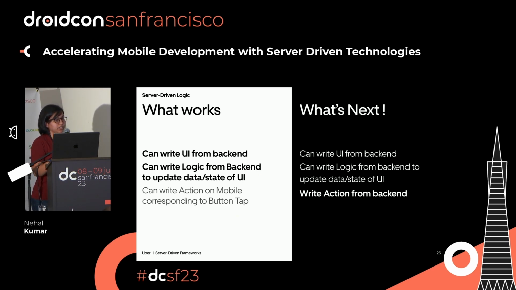So now that we have seen server-driven logic, what works now? Now you can send UI from backend and update it. And now you can also send pieces of logic from backend that will update the data or the state of UI. Here we saw data updates, but it can also be states like enabling the button, disabling the button, and things like that. There's one final missing piece that we'll cover now, which is driving actions also from the backend.